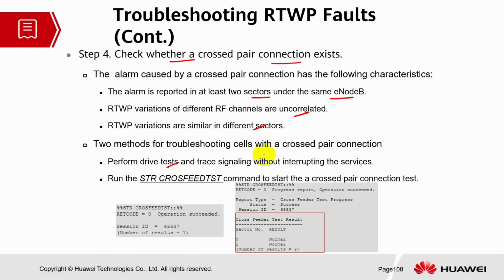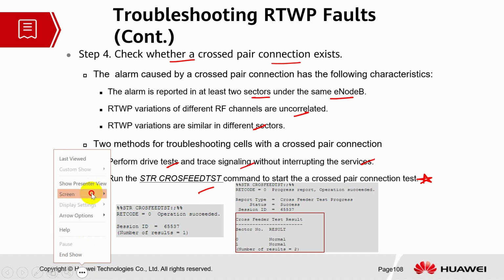You can perform drive tests and do a trace signaling without interrupting the service, or run the start crossfeed test to start a cross-pair connection test. This best suits if you have this kind of similar network. If you have a similar network, that means you have a cross-pair connection solution. If you don't have this solution, then probably it won't be applicable in your network. So let's check whether we have a cross-pair connection concept in our network or not.